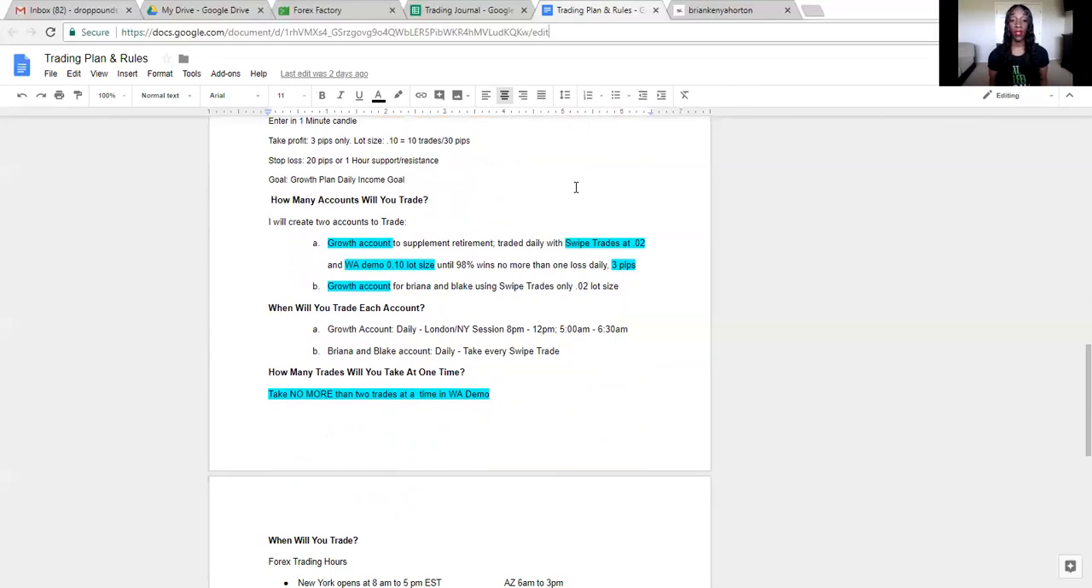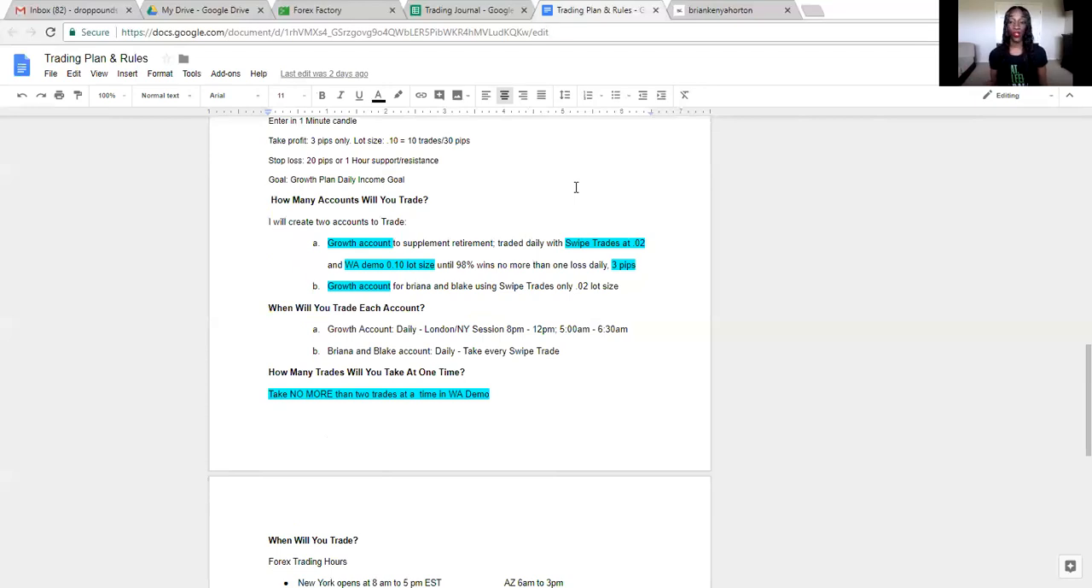As we started getting really good at this and seeing the power in Forex, we started developing multiple accounts. So we have swipe trades for a more conservative account. We take every swipe trade, we trade on a low lot size. And then I started a supplemental account for retirement, where I trade only for additional retirement for our family.